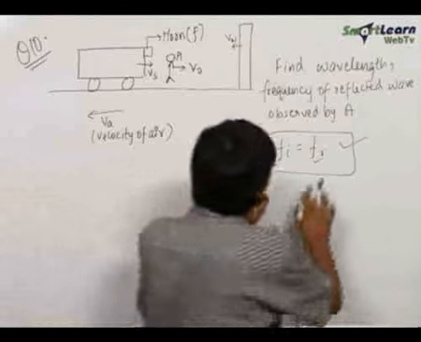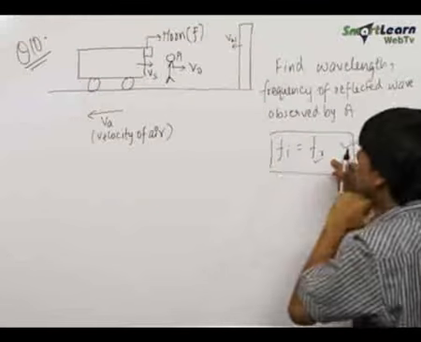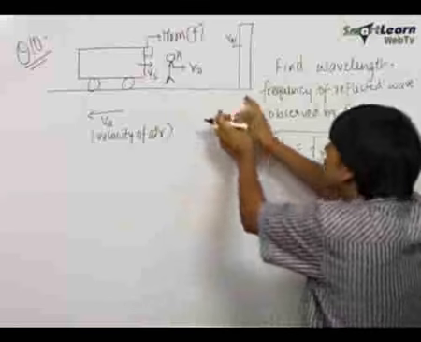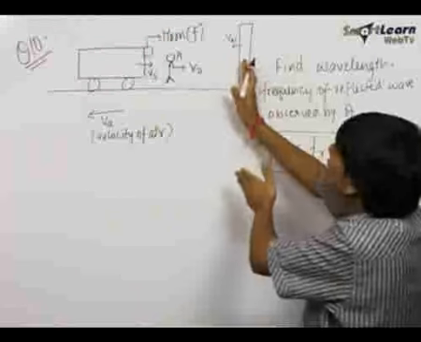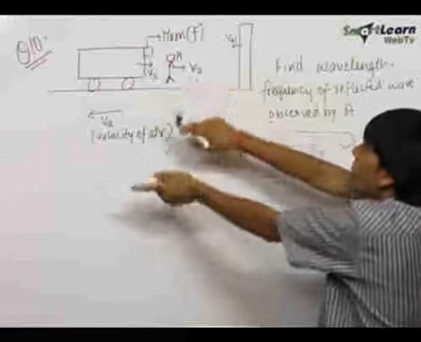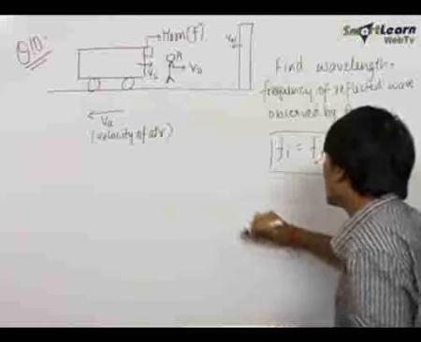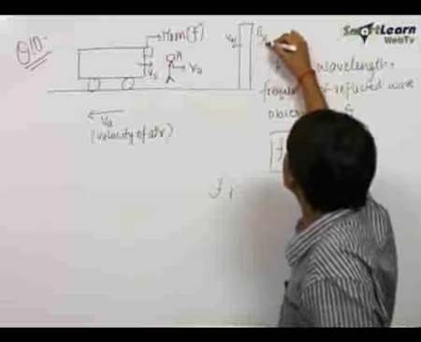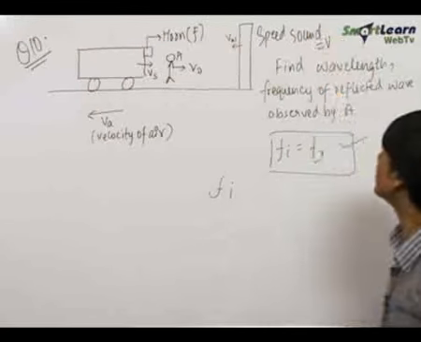Now, for finding out the frequency reflected, we first have to find out the frequency incident on this wall. The frequency incident on this wall is equal to the frequency observed by an observer. You treat the wall like an observer and find out the frequency observed by this wall. That will be the frequency incident on this wall. So let us find out that frequency Fi. Now in this question, the speed of sound is V.